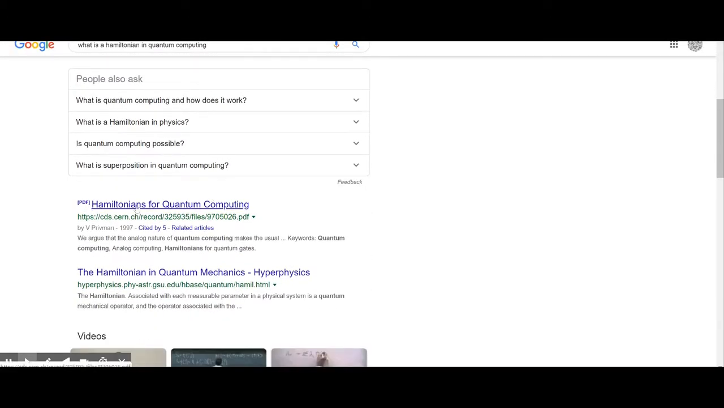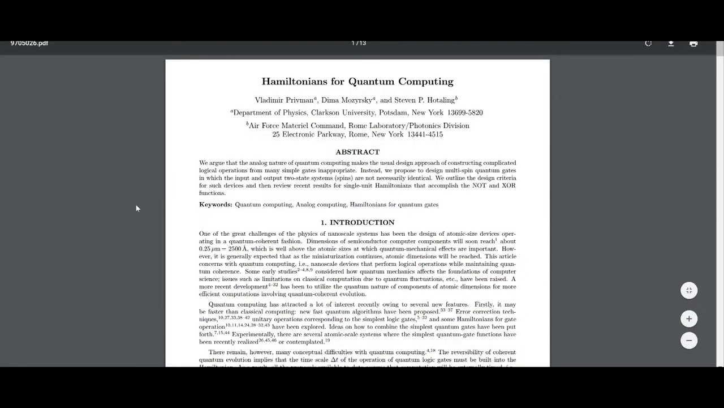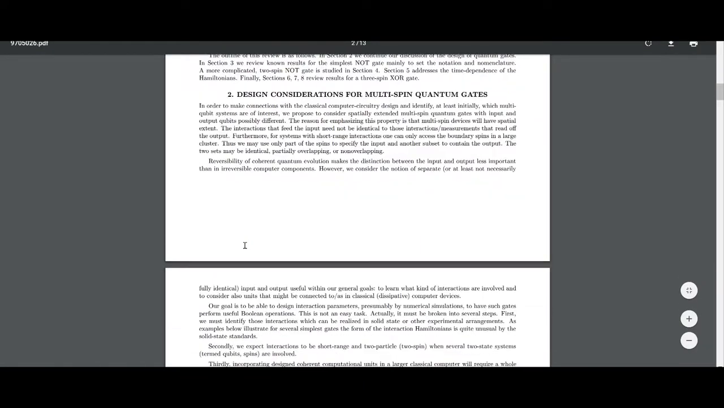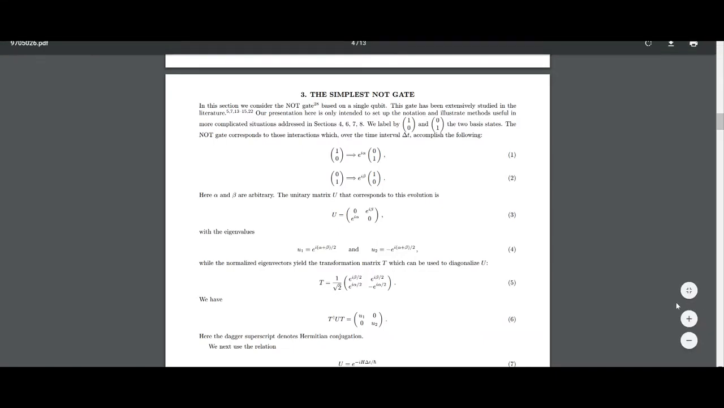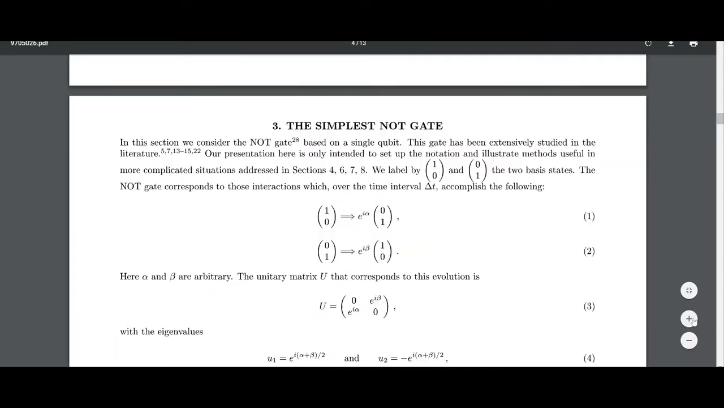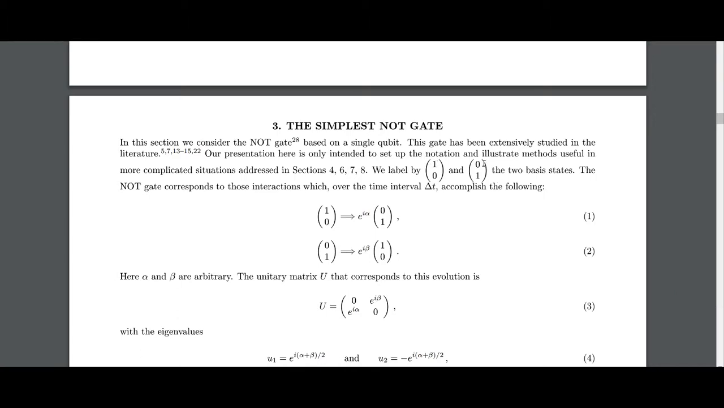Hamiltonians for quantum computing. I probably don't want to read through all that, but in this section we consider the NOT gate based on a single qubit. It's been extensively studied in the literature. In response to which, why we label it 1001 to basic states.